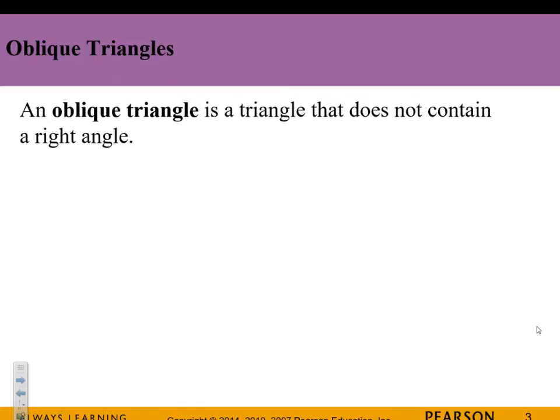So vocab, oblique triangle. Right triangles have been the thing for the last couple months, right? Now we're going to introduce this oblique triangle. And hopefully everybody knows what that looks like. It's just some triangle that doesn't have that right angle in there.